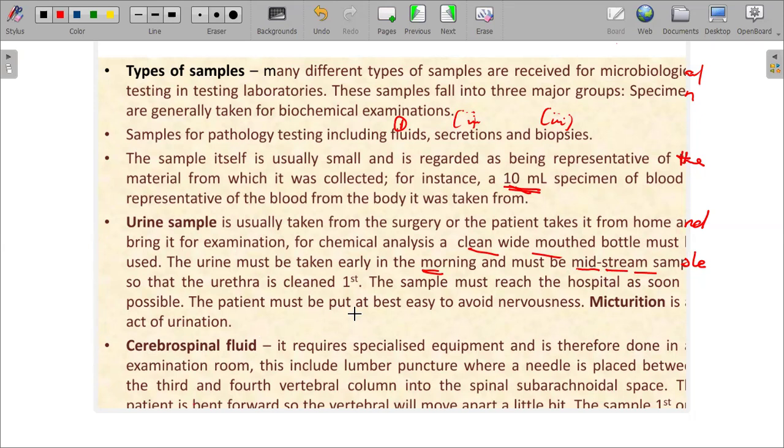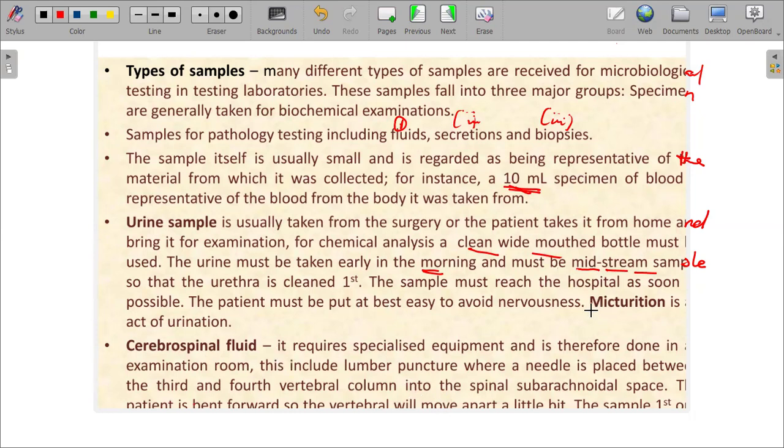I'm saying in cases where urine is collected, the patient must be put at ease to avoid nervousness. Sometimes in examinations they will ask you to give the major guidelines or conditions that a patient must have when collecting urine samples. We are talking about calmness as the key factor. Avoid nervousness, keep the patient calm, and then the urine can be released.